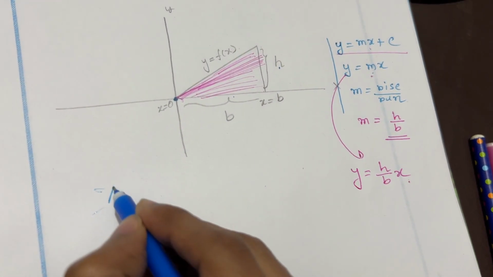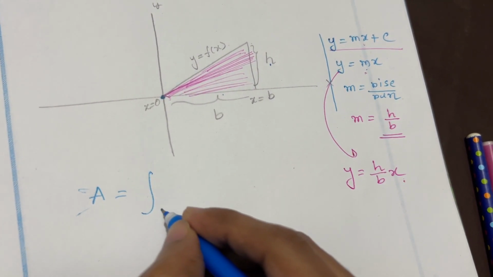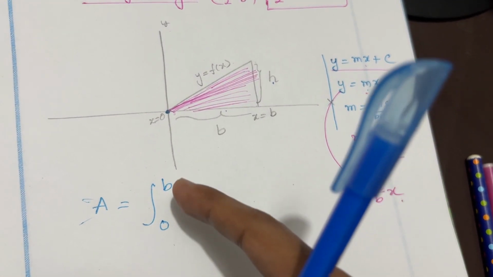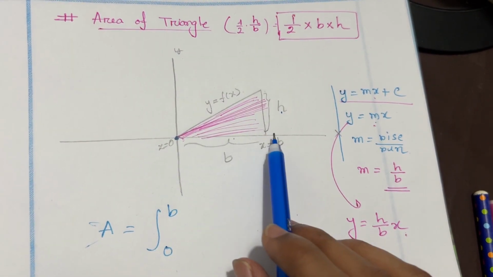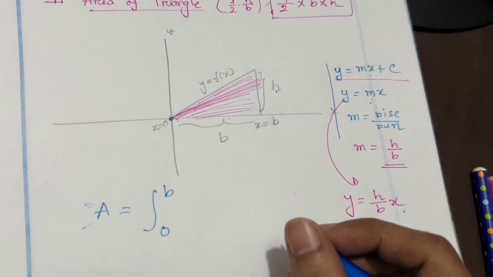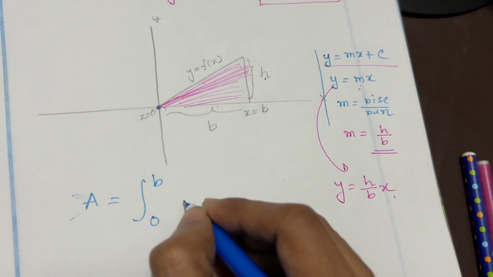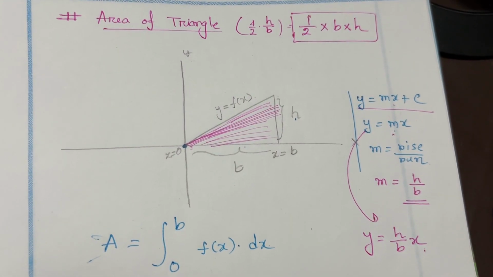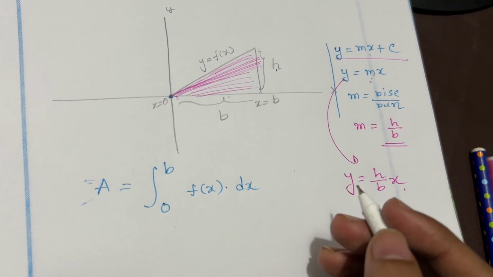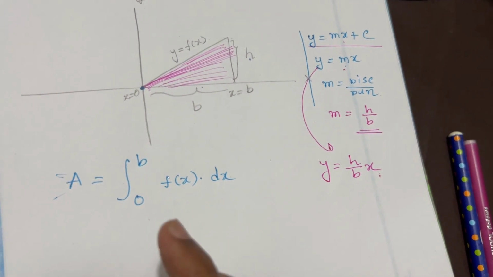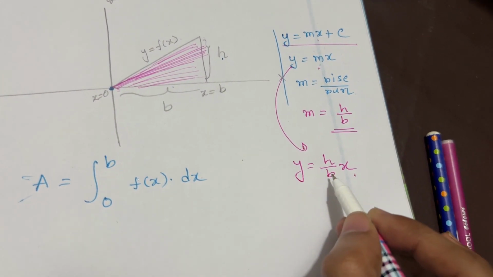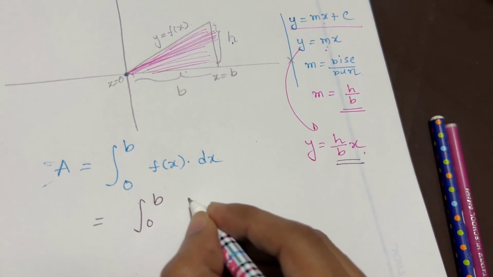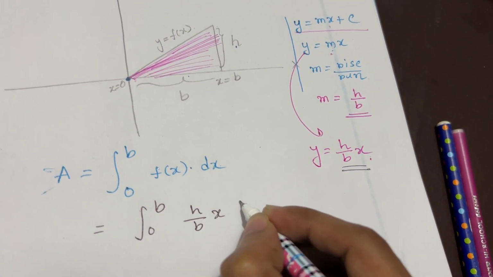So what would be the area? It should be from 0 to b. So this is our upper limit and this is our lower limit, because we're going to calculate from 0 to b. Okay, then we're going to use f of x and dx like the previous equation. Okay, now what is the f of x here? f of x is this equation, so we're going to put it. We can't put y here, we're going to put the result, which is this. So integral from 0 to b of h by b times x dx.